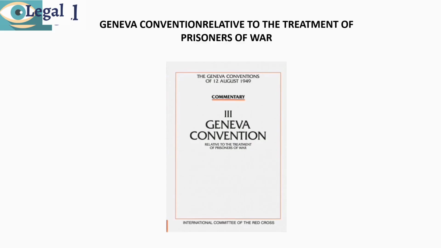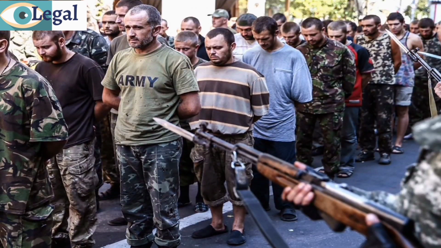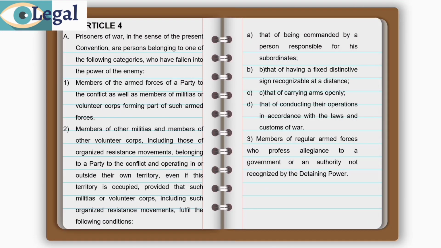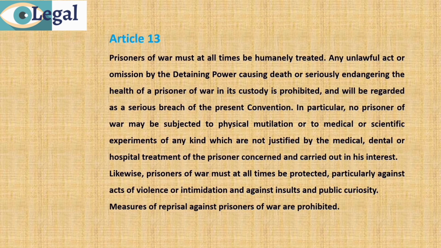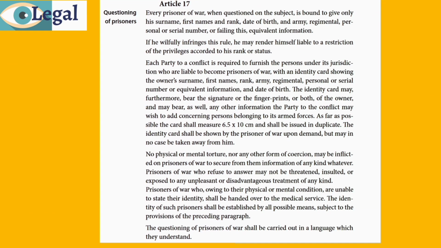The Third Geneva Convention makes provisions as to how prisoners of war are to be treated when captured. It defines who a prisoner of war is. It provides that the capturing state is responsible for the prisoners and they must be treated humanely and with respect. The treaty also provides for questioning of prisoners and how their properties are to be handled, among others.